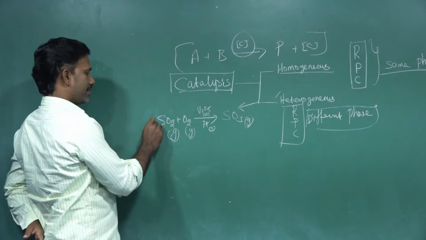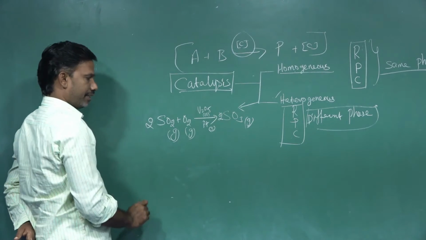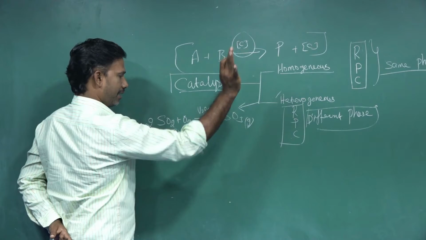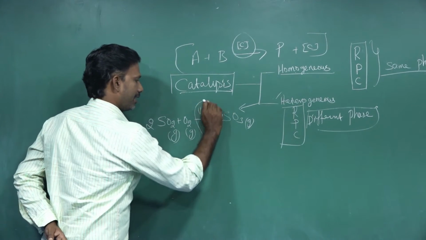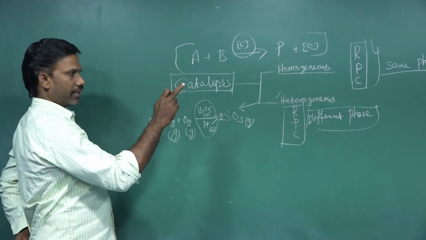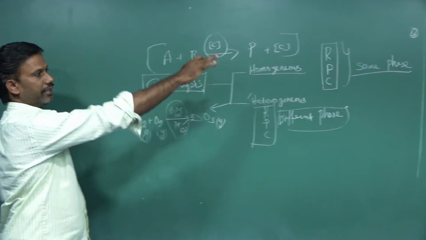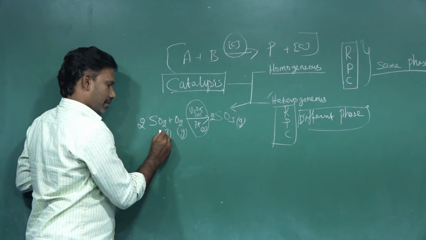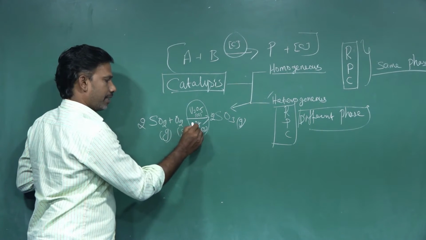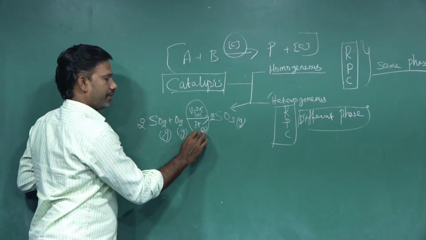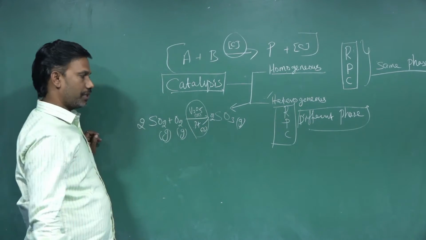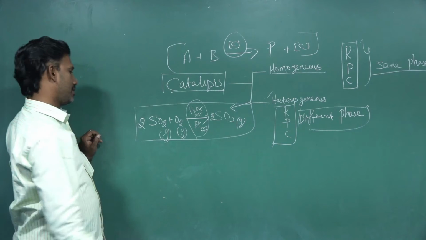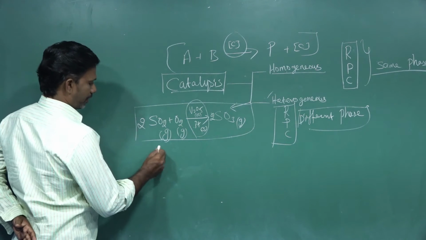Sir, you are writing the same reaction? It is not the same reaction. It is entirely different, but the process is the same: sulfur dioxide to sulfur trioxide. What is changed here? The catalyst is varying. In the homogeneous case, I wrote the same reaction with everything in gaseous form. But now SO2 is gas, O2 is gas, and platinum or vanadium pentoxide is used as a solid catalyst. So this is called heterogeneous catalysis.